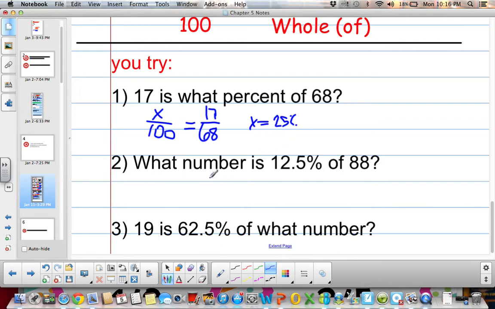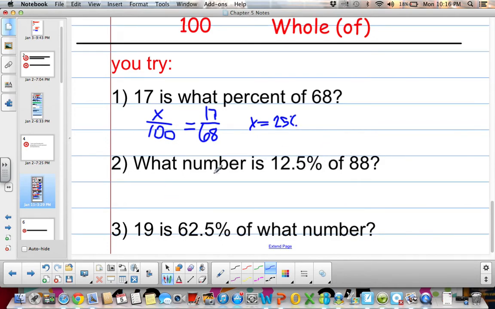What number is 12.5% of 88? We're given our percent, so we have 12.5 over 100. Remember, we always put our percent over 100. So our whole is going to be 88. We don't know what our part is. We solve 88 times 12.5 is 1100 divided by 100.